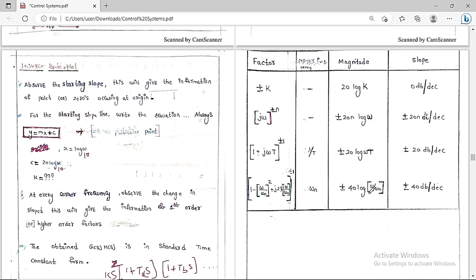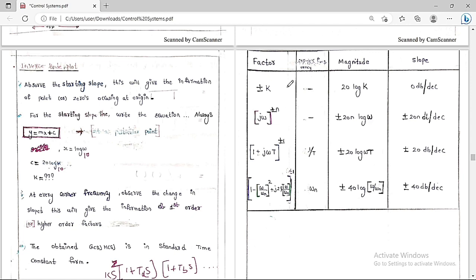So now we can say what is the slope? Slope is nothing but plus or minus 40 decibels per decade. These things you always have to keep in your mind. If you remember this concept, then you can solve any of the questions in a very easy manner. So finally I can repeat.